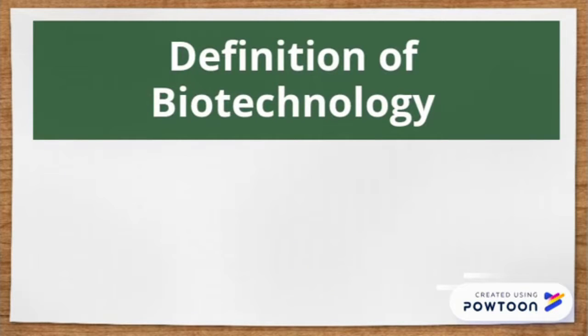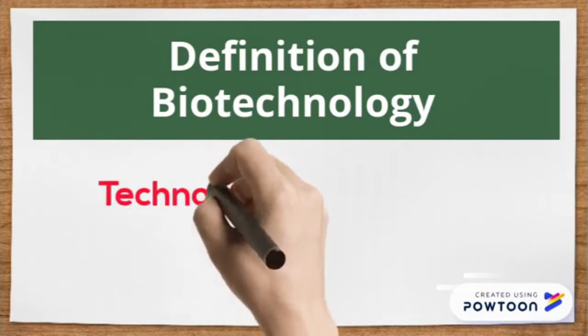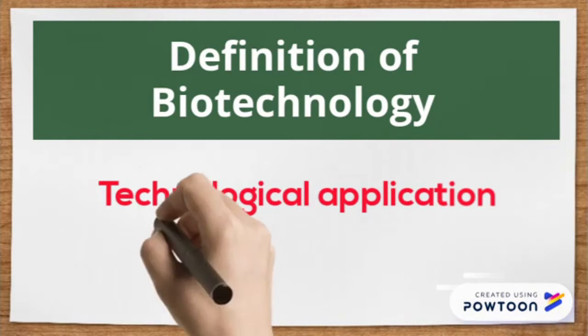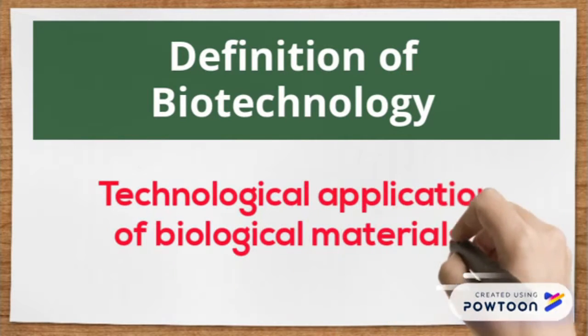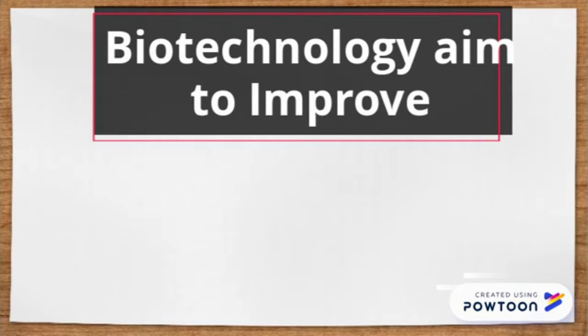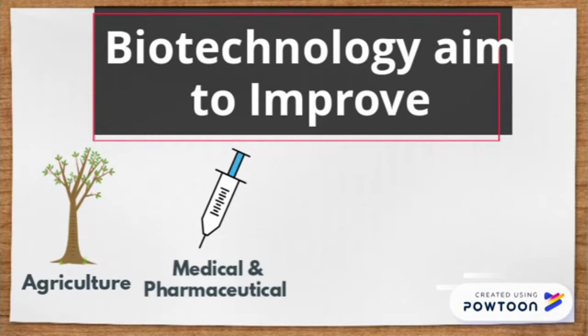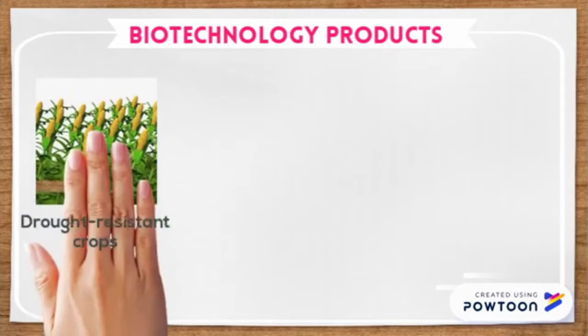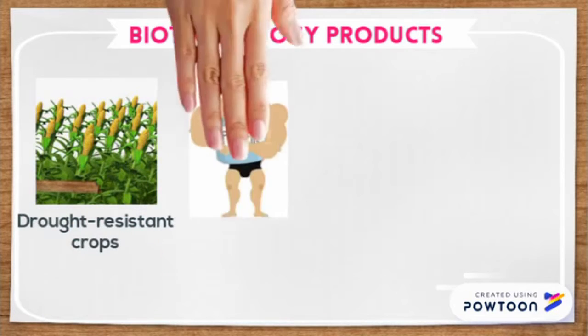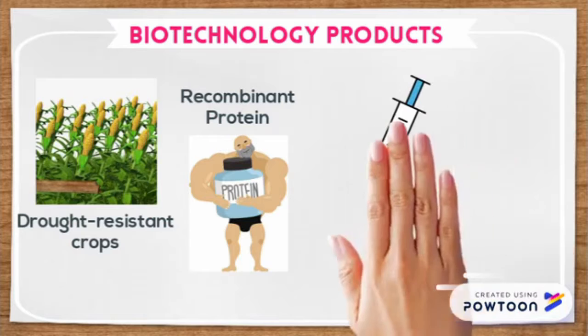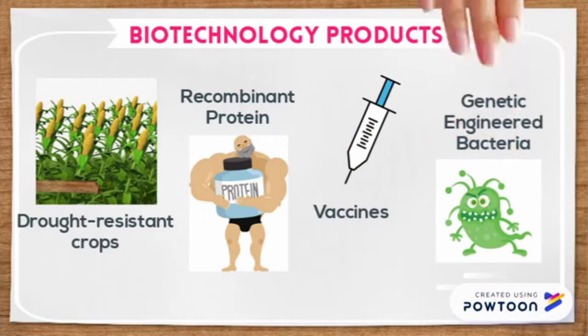But for now, let us move on with the general definition of biotechnology, which is the technological application of biological materials. Biotechnology aims to improve certain sectors such as agriculture, medical and pharmaceutical, industrial, and the environmental. Specific examples include producing drought-resistant crops, recombinant proteins, vaccines, as well as genetically engineered bacteria to treat polluted sites.